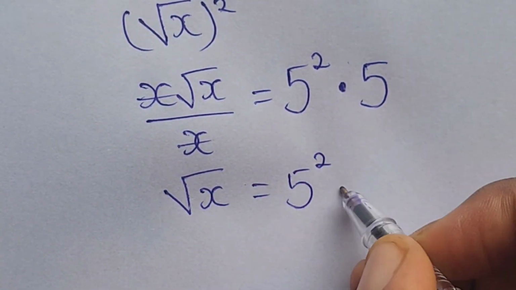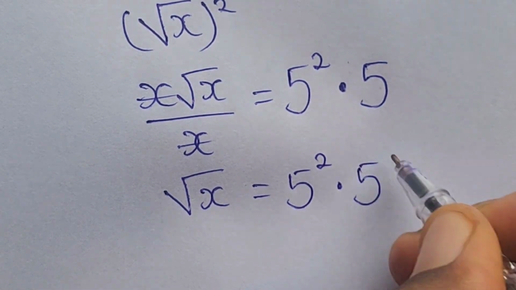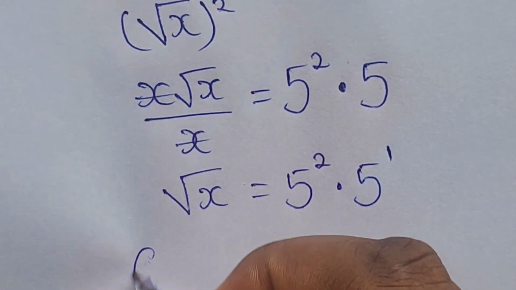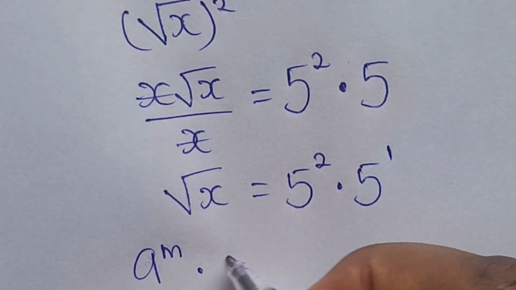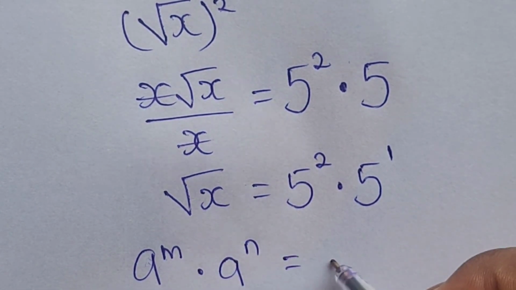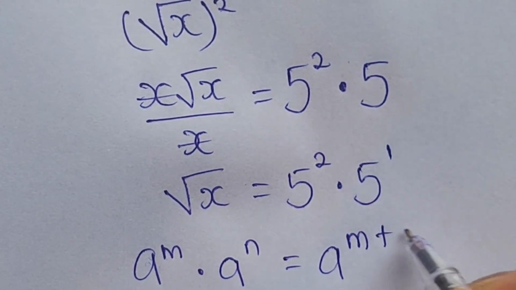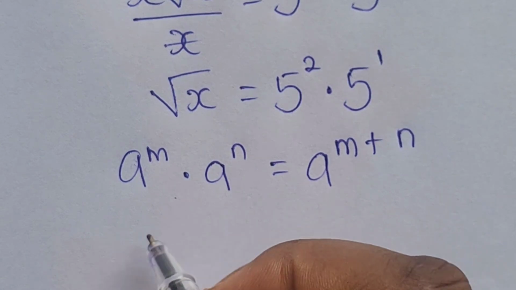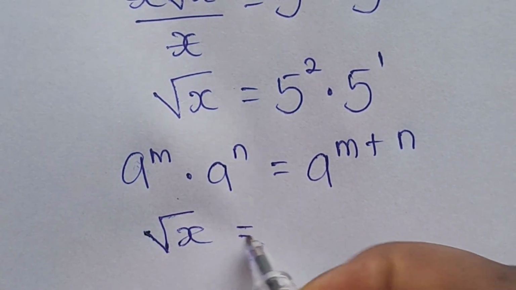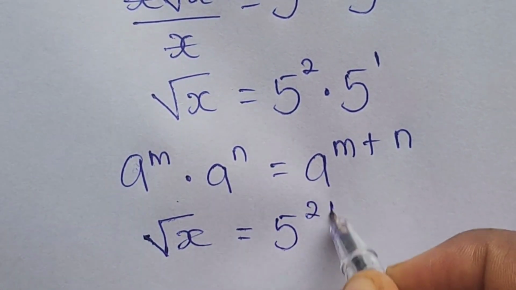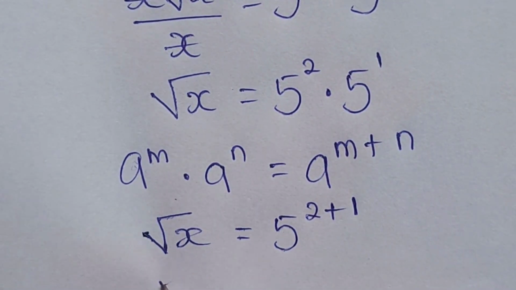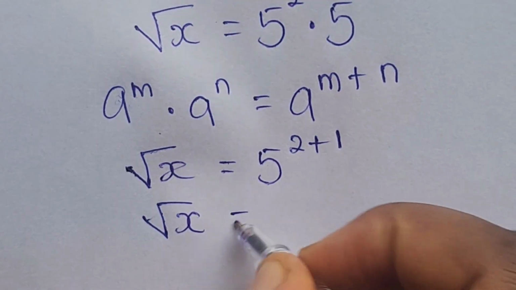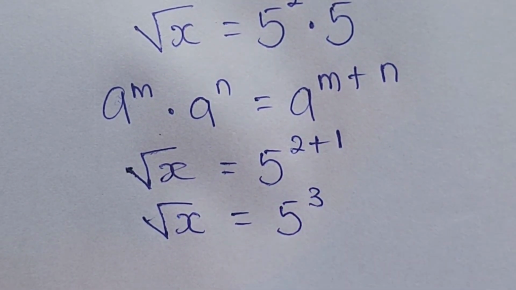to the power of 2 times our 5 here is to the power of 1. So when we have a to the power of m times a to the power of n, this is equal to a to the power of m plus n. So we have the square root of x to be equal to 5 to the power of 2 plus 1. So root x is equal to 5 to the power of 3.